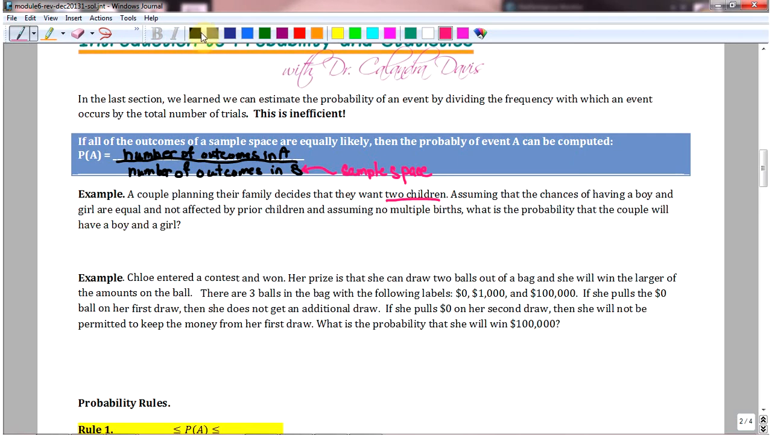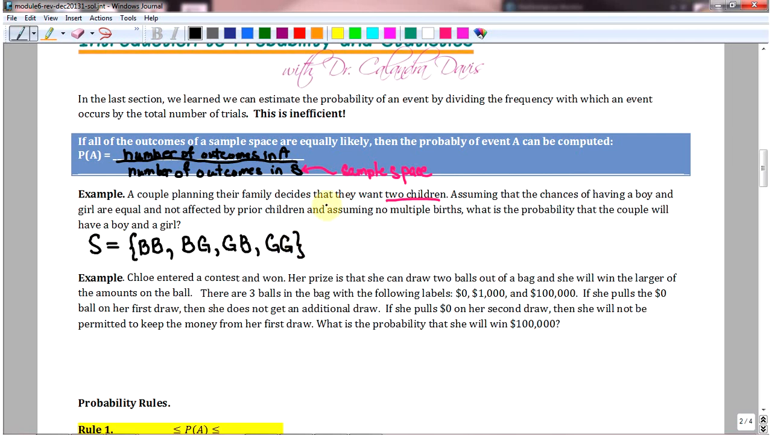Well, the way that we can answer this is we can start off by writing the sample space. So this couple is going to have 2 children. So we want to write what are all of the ways that they could have 2 children. Well, they may have a boy, and then they might have another boy. The couple might have a boy, and then they could have a girl. Possible that they have the girl first, and then they could have a boy. And then lastly, they could have 2 girls.